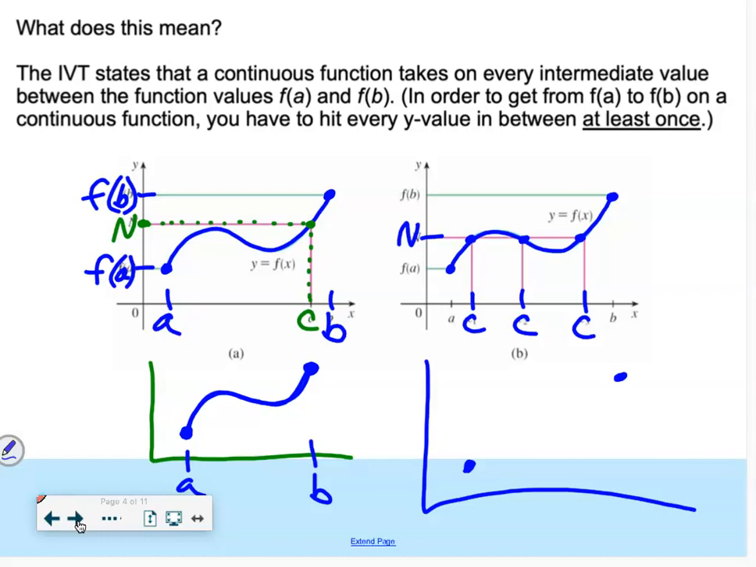Think about it for a moment. Search your heart. You know it to be true. There is no way to go from here to here on a continuous function without hitting every y value in between. Even if you went way down and then came back, you're still hitting all the y values. You're just hitting them in a little space, but you're still hitting them all. There's no way that you can do it without hitting them all in between. That make sense? Okay. All right, so that's the gist of the theorem.